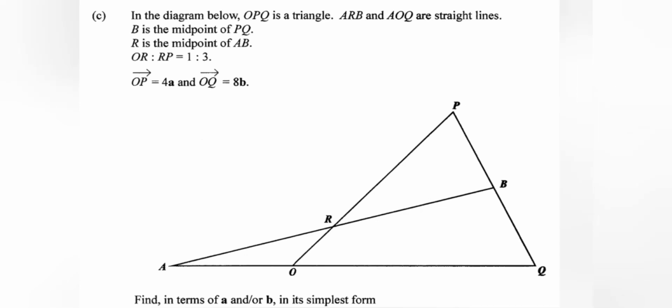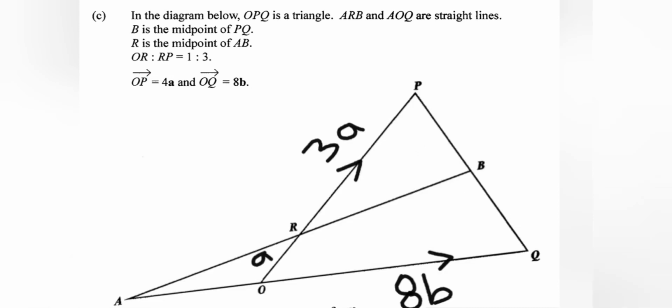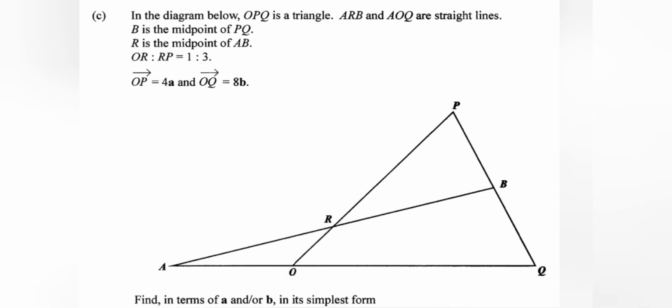To do this, we are going to put the information that we have on the diagram. It's important to know that OR to RP, the line is divided into 4 parts and OR has 1 part out of that, while RP has 3. So if OP is 4a, it simply means that OR is going to be a and RP is going to be 3a. And we know from O to Q would be 8b. So let's put that in as well.